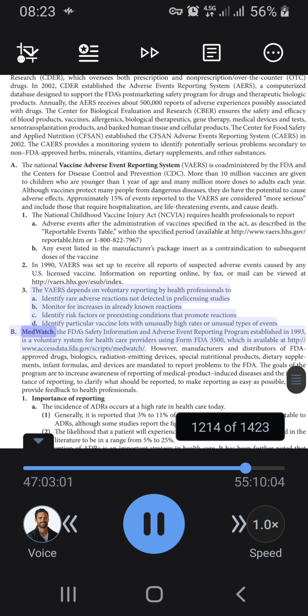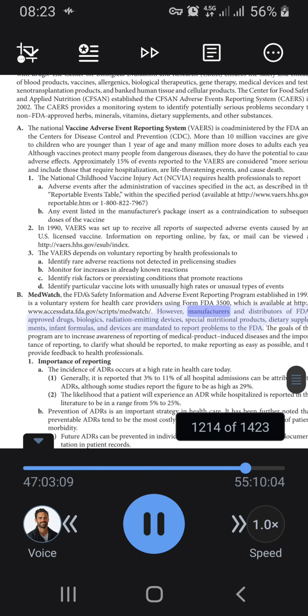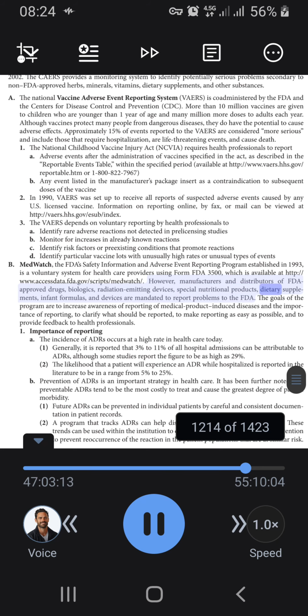B. MedWatch, the FDA's Safety Information and Adverse Event Reporting Program, established in 1993, is a voluntary system for healthcare providers using Form FDA 3500, which is available at http://www.accessdata.fda.gov/scripts/medwatch/. However, manufacturers and distributors of FDA-approved drugs, biologics, radiation-emitting devices, special nutritional products, dietary supplements, infant formulas, and devices are mandated to report problems to the FDA.